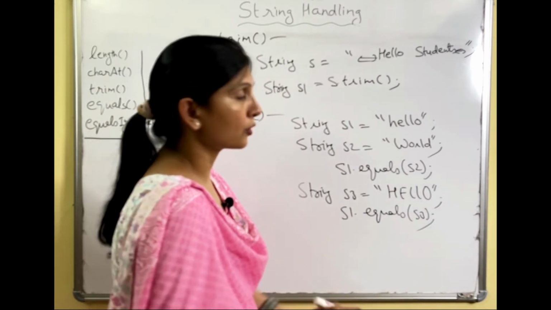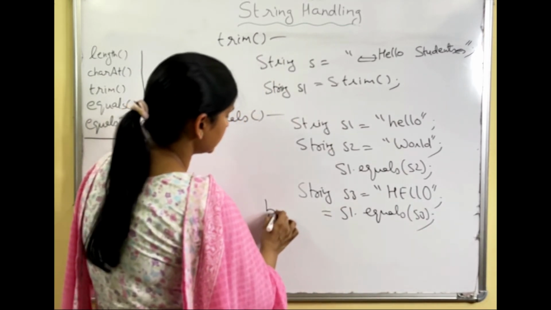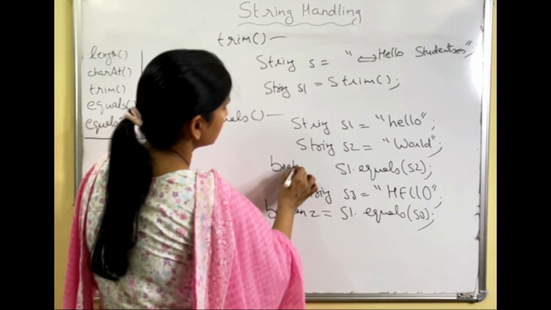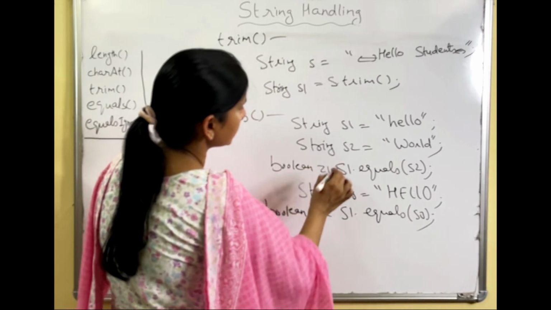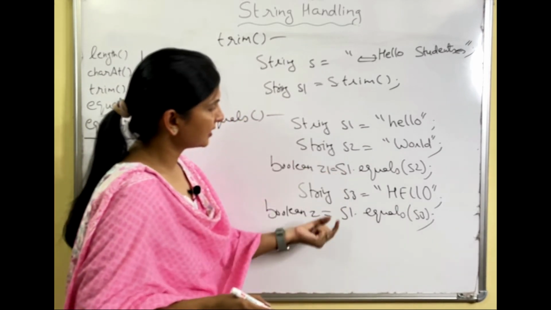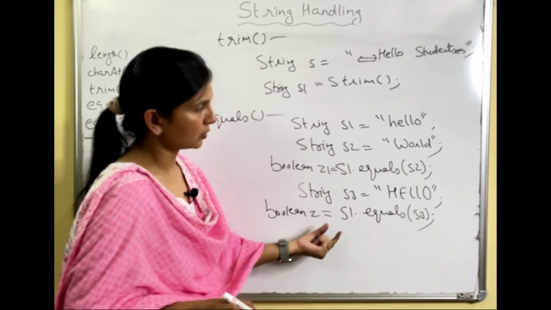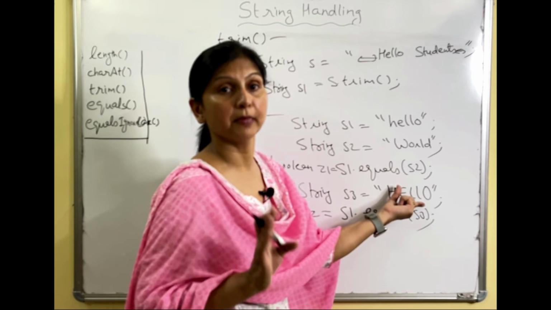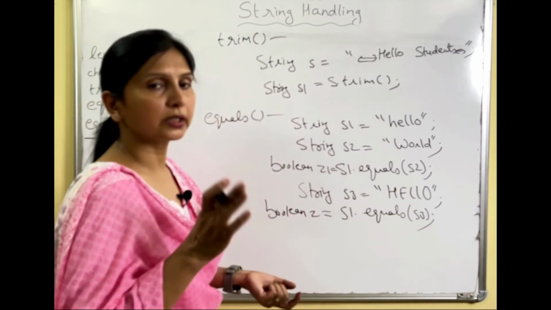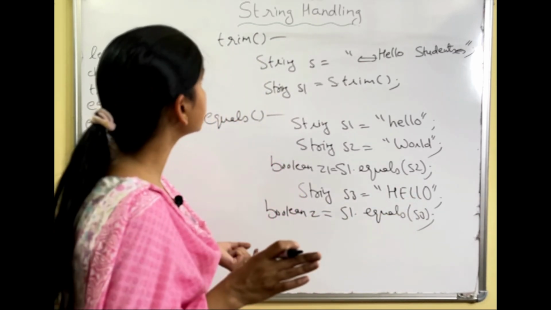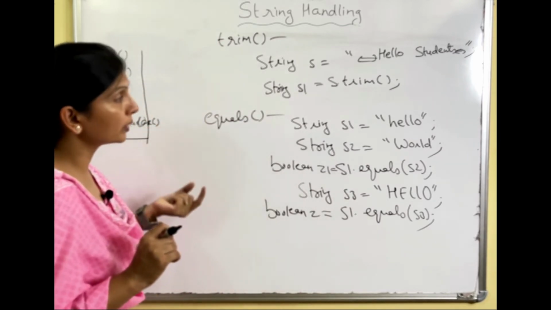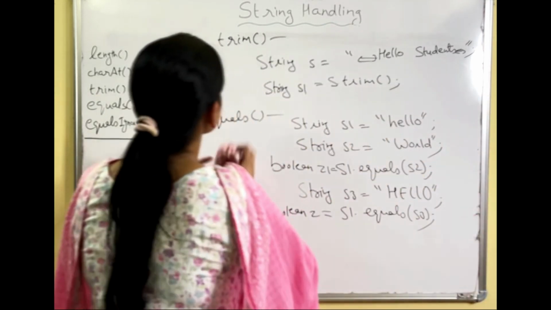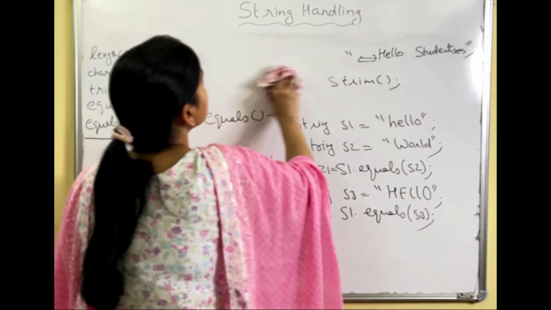It will be false. And we will assign it to a Boolean data type, this also Boolean z1, right? In this case, z1 will also be false and z will also be false. Why is this false? Because it is capital. So the cases must also match. If you want to ignore the cases, then the next method is equalsIgnoreCase, very similar to this. So let's see the last method, equalsIgnoreCase.